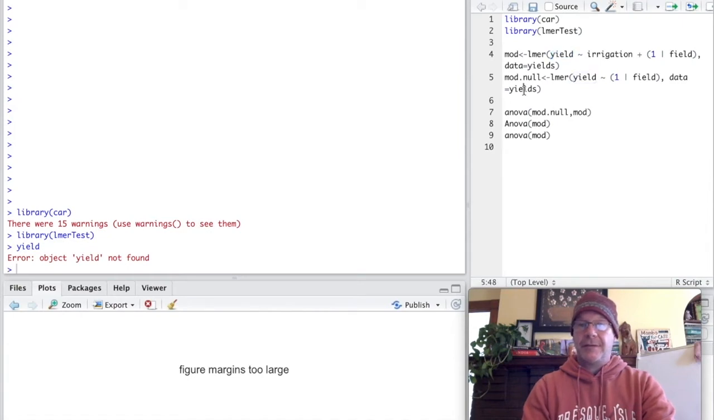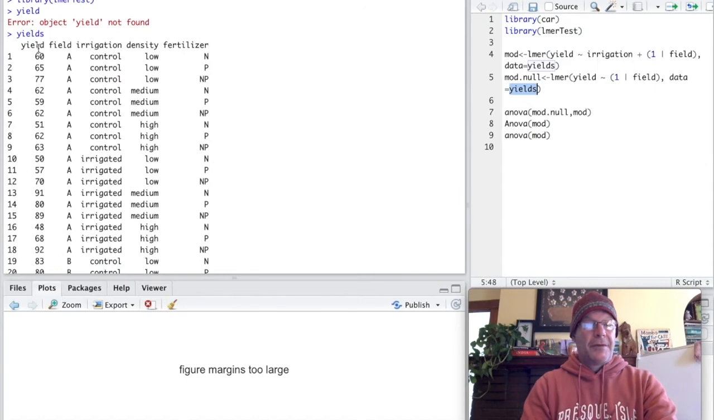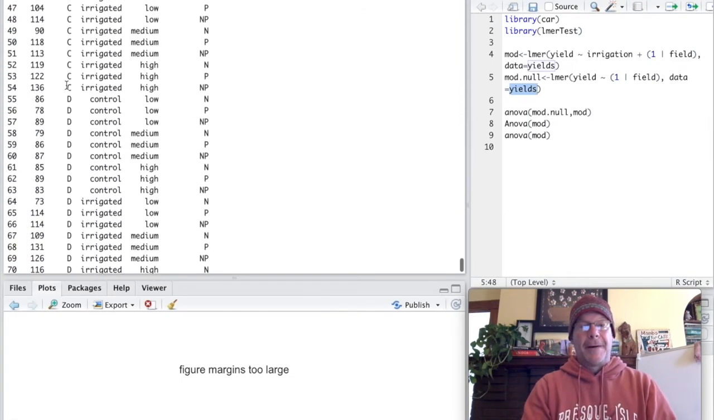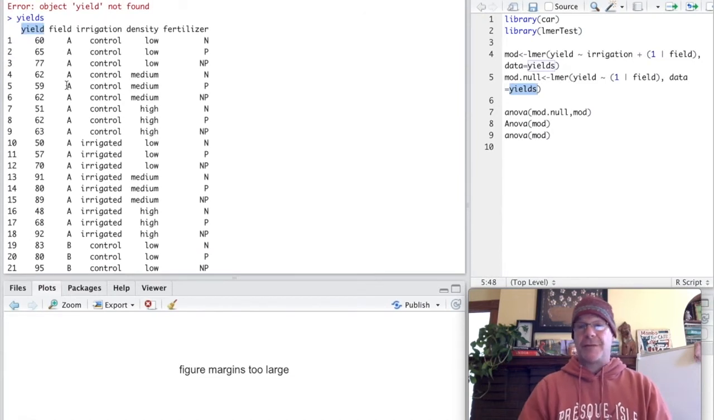Where is it? Yields. And we're interested in knowing whether or not irrigation, density, or fertilizer plays any role in the amount of yields that we're getting. And we replicated this experiment 4 different times, essentially. We did it across 4 different fields, so these are 4 different blocks.